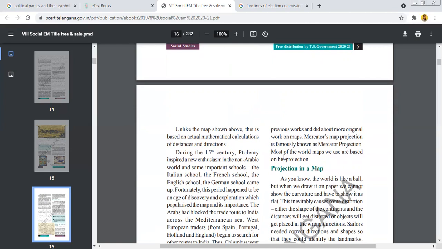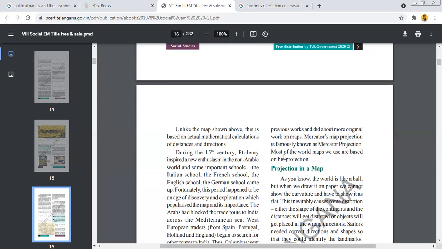At the time, all the European traders tried to search for other routes to India. Columbus went westwards and discovered America, while at the same time Vasco da Gama went around Africa and reached India. So all these inventions encouraged people to prepare new maps.